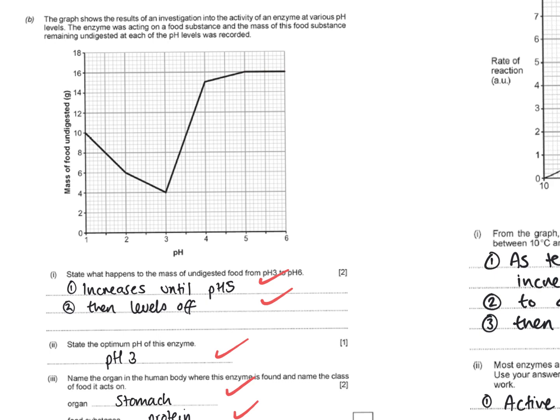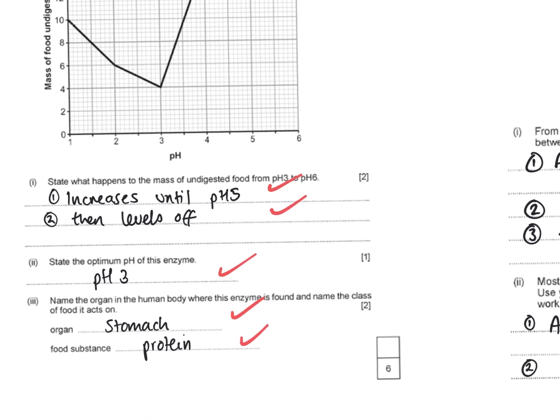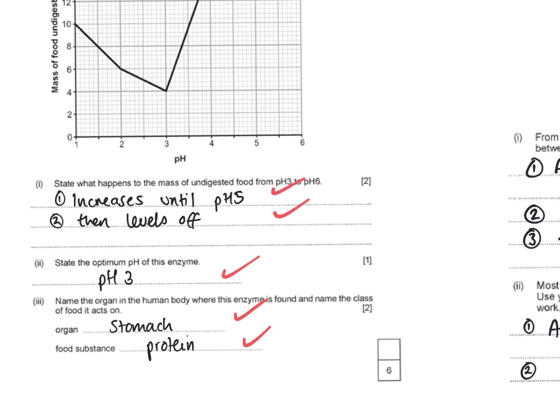Part 2, state the optimum pH of this enzyme. If we look at pH 3, here the mass of undigested food is the lowest at 4 grams compared to the rest, and therefore that is the optimum. Okay. In part 3, we have name the organ in the human body where this enzyme is found and name the class of food it acts upon. So the organ is the stomach and the food substance being protein for the second mark.